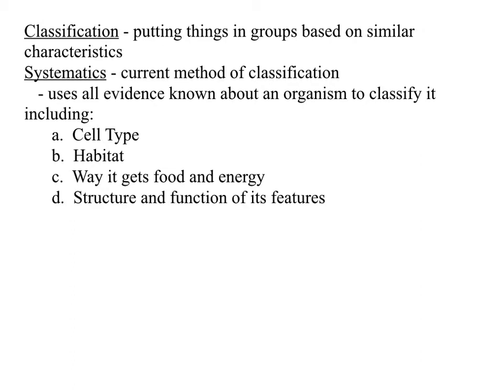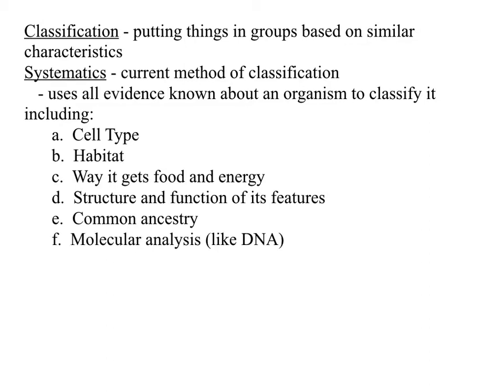They look at the structure and function of its features, what it looks like and how those parts work. And then its common ancestry. What is it related to when we look at its evolutionary history? And then finally, molecular analysis. Scientists can take DNA samples, look at the DNA, compare it to see how similar things are, and group things based on that.